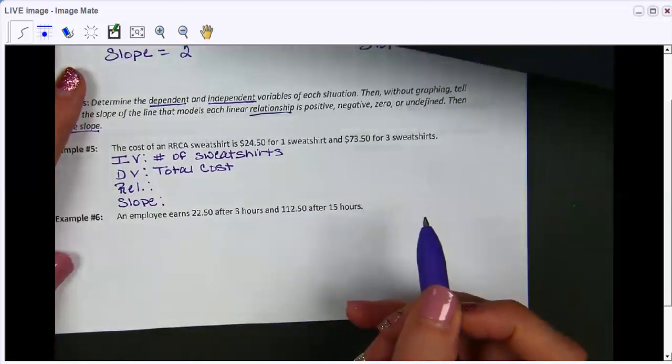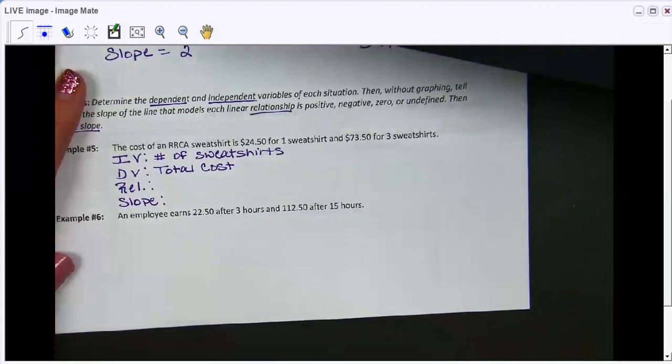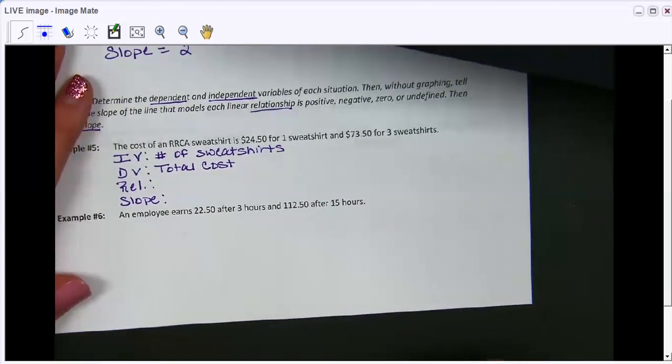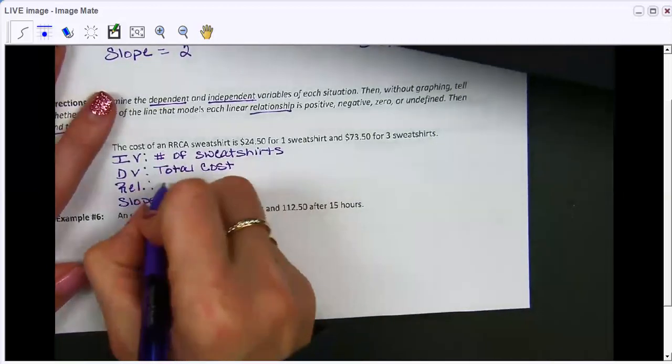Anyone know that? How can you tell what the relationship is, whether it's positive, negative, 0, undefined? Go ahead. Right, both quantities are going up, so it's positive. If one was going up and one was going down, it would be negative. If there was no change, it would be 0. If it didn't have a relationship, it would be undefined. So in this case, it's positive.